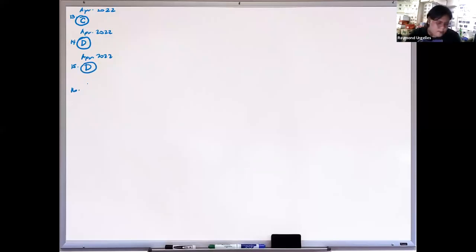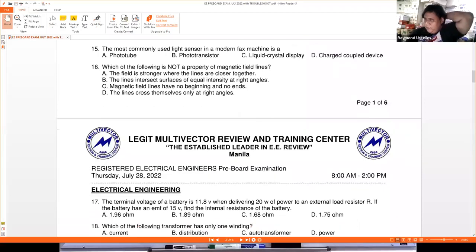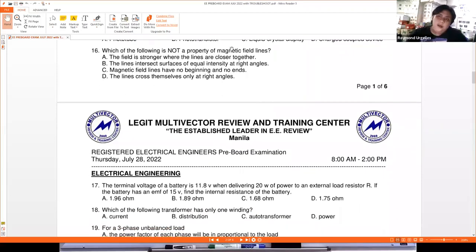Number 16. Ito lumabas na noong September 2017. Naulit noong April 2019, tapos noong September 2019, tapos noong April 2022. Yung tanong sa atin dito is, which of the following is not a property of magnetic field lines?